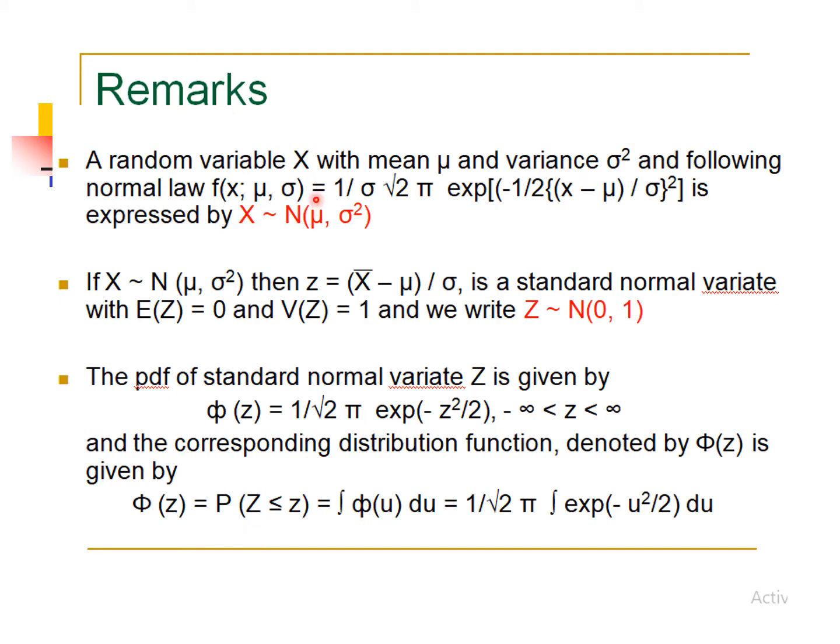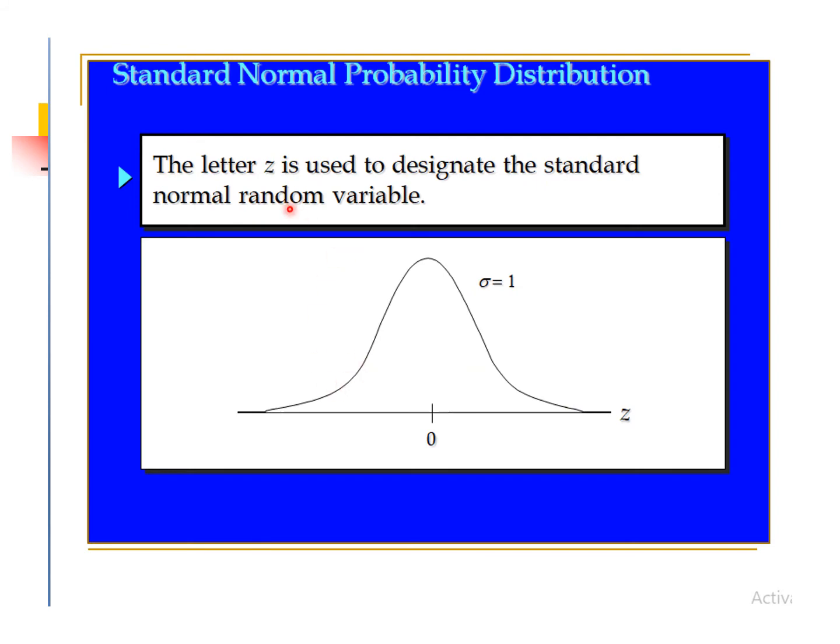The random variable x, which has a mean of mu and variance as this, can be written as this. Now, if you have a standard normal variate, then it can be depicted like this, which has a mu of 0 and variance of 1. The value of z can be expressed in this way. The PDF is expressed like this, and the distribution function is depicted like this. The letter z is used to designate the standard normal random variable.